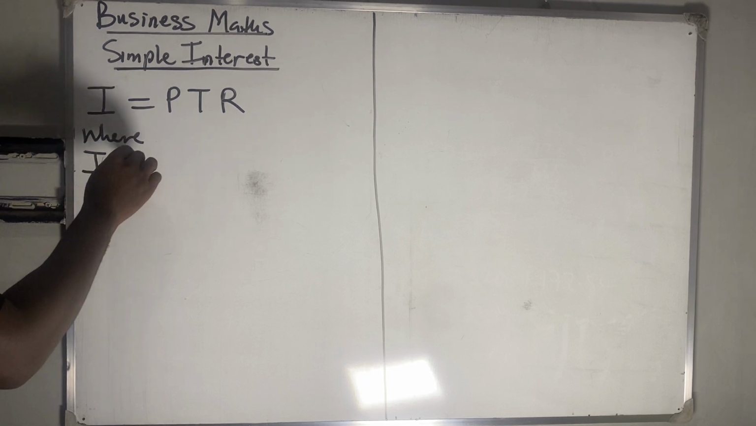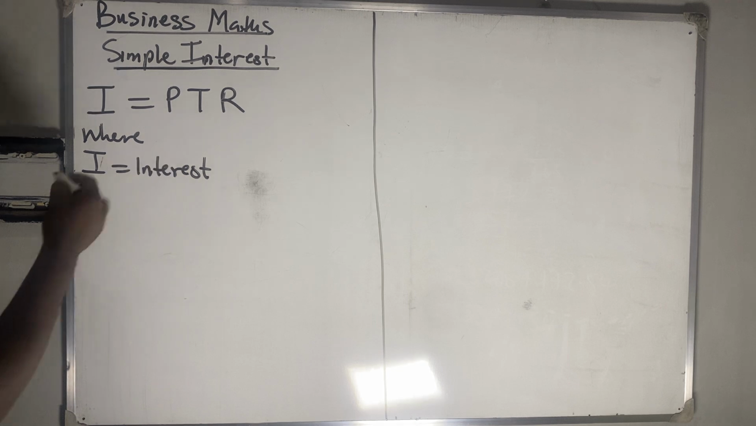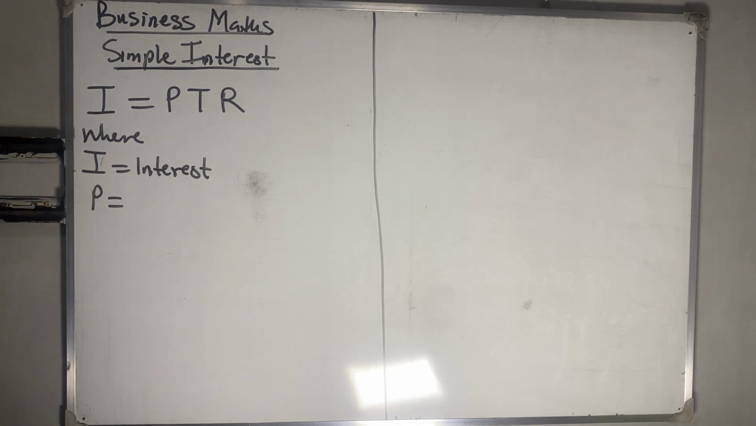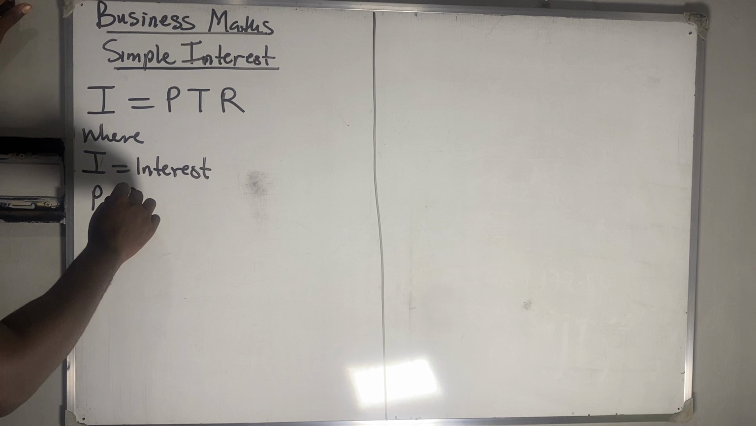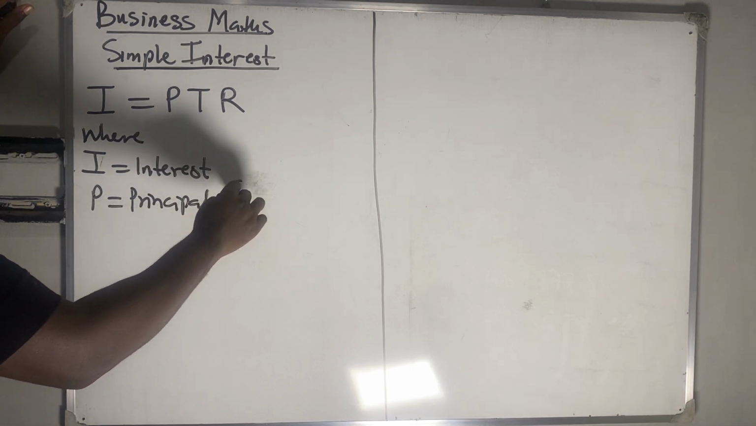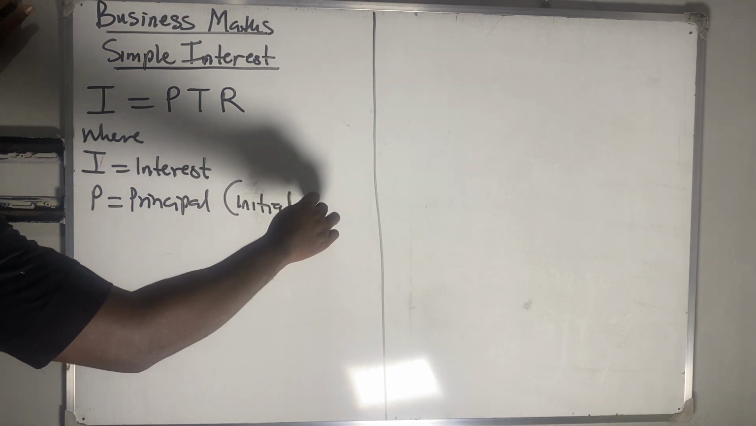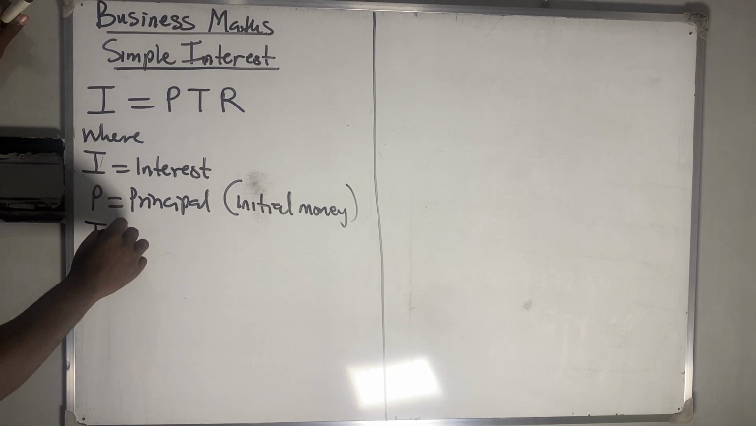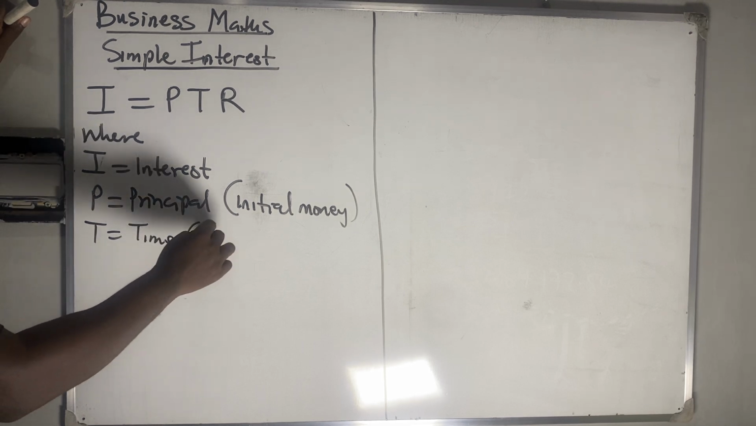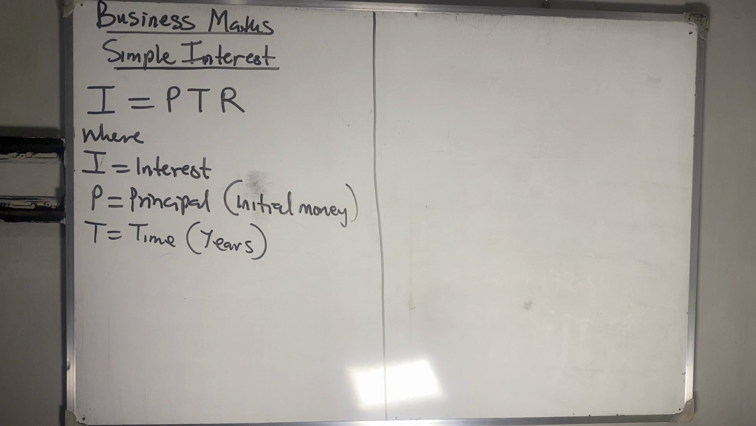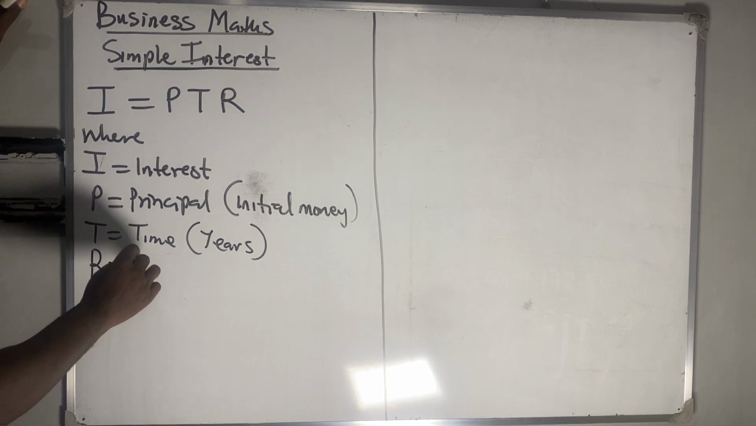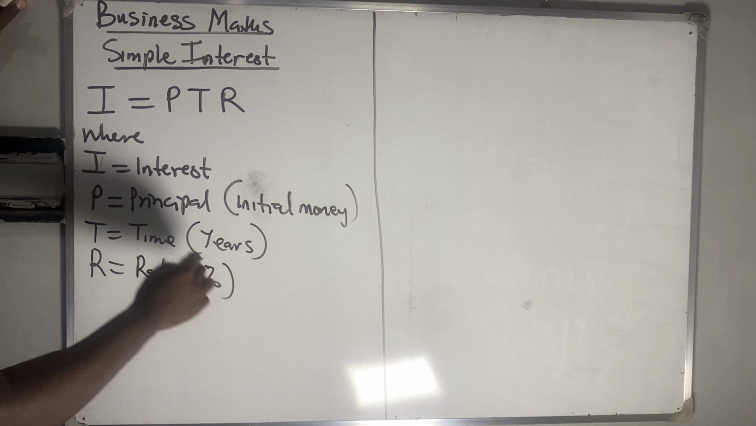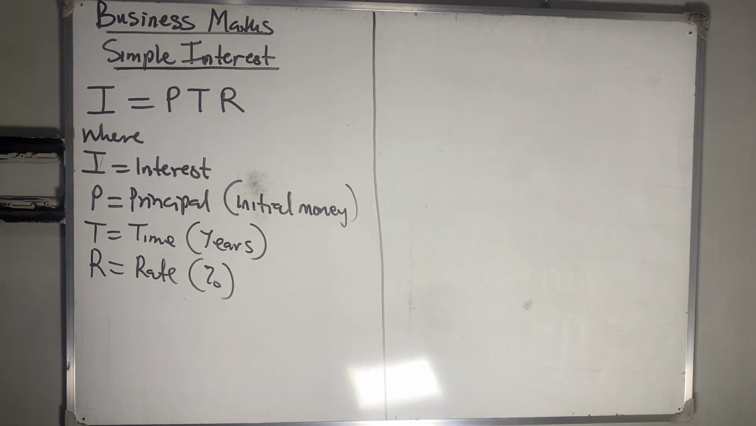Where our I is equal to what? The interest. And our P is what? The principal, that is the initial money, the principal, which is the initial money, or initial capital. Then finally we have our T. Our T is the time or period. This is the time, always measured in years. So if they give it to you in maybe days, months, or weeks, you have to convert it to years. Then the last one is our R, which is the rate. And the rate is always measured in percentage or in decimal. You can put it in percent or in decimal. So that's the formula for simple interest.